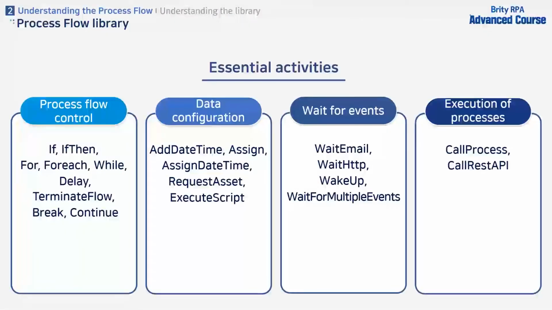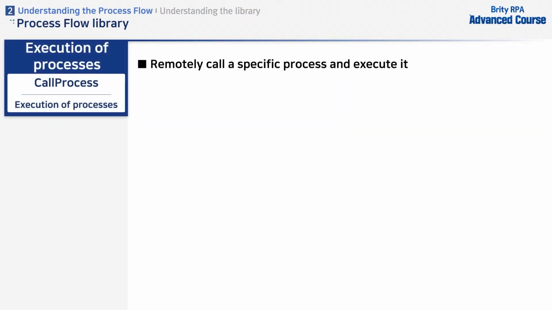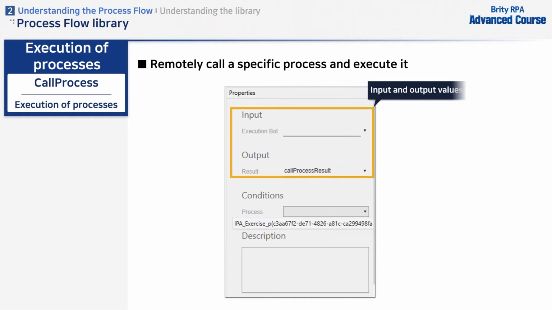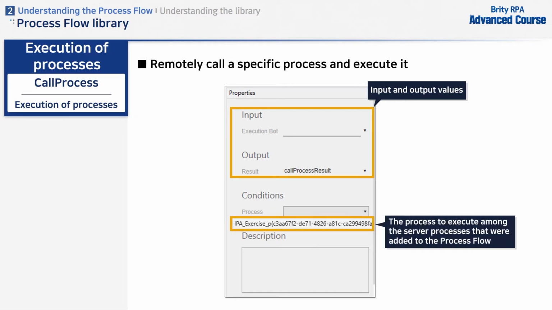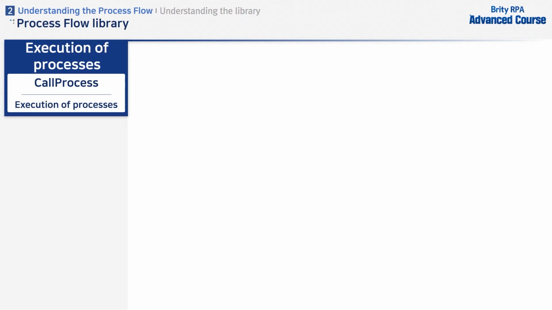Lastly, let's take a look at the activities related to the execution of processes. The call process activity is used to remotely call a specific process and execute the process specified by the user. In the settings, you can specify the input value to be sent to the target process and the output value to be received from the process, and the process to execute among the server processes that were added to the process flow. Because the execution of a process is performed asynchronously, you need to set the result of the wait for multiple events activity as the event to ensure that waiting is maintained until the event is completed.